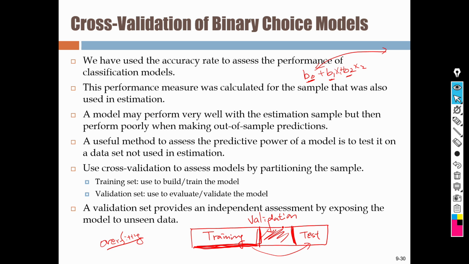Okay, so we have used the accuracy rate to assess the performance of the classification model. The performance measure was calculated on the sample also used in the estimation. The model may perform very well in our sample, but perform poorly when making out-of-sample predictions. That's what I meant. So that's why we have the test data separated out. But here, this is the validation; cross-validation means it's including all of this.